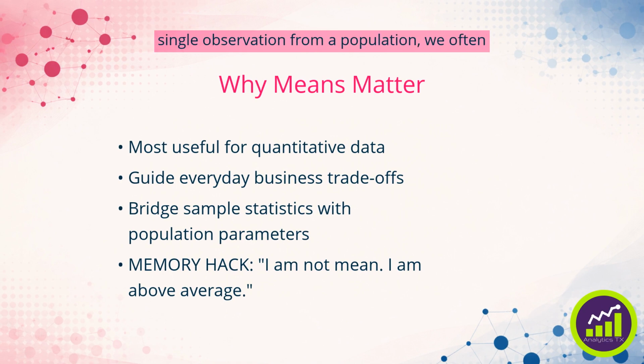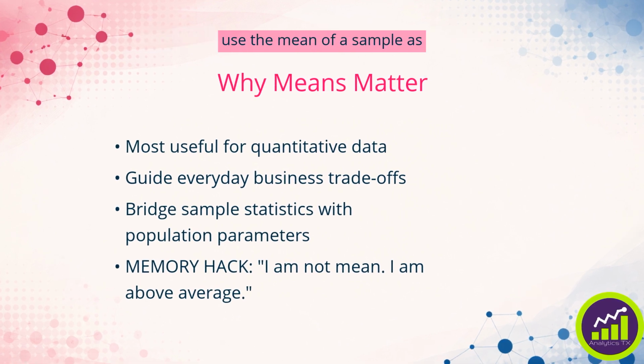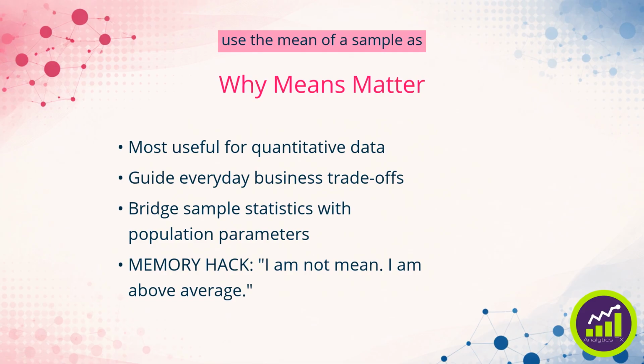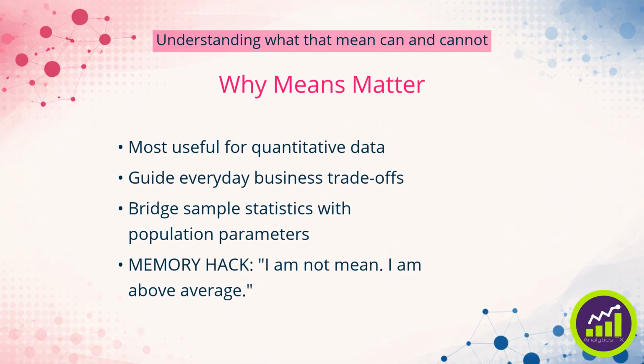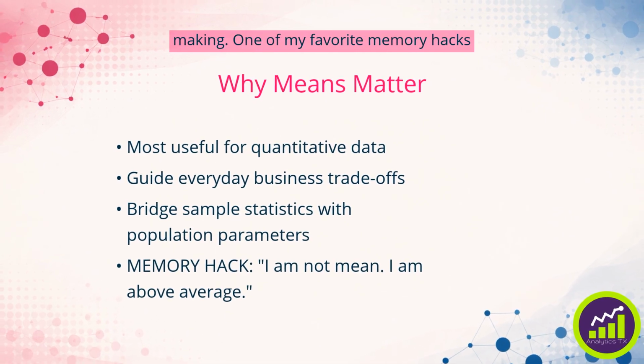grounded trade-offs. Because we rarely have every single observation from a population, we often use the mean of the sample as a practical estimate for the larger group. Understanding what that mean can and cannot tell you is central to responsible decision-making.